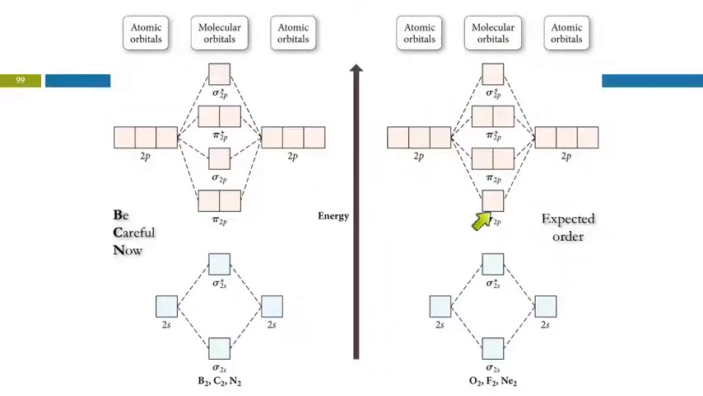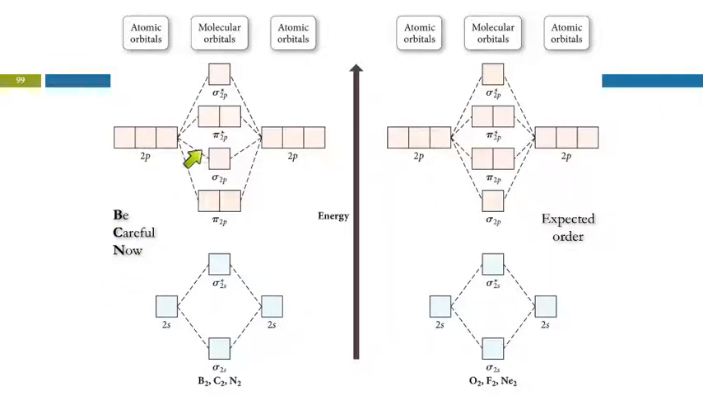So this is very nice and symmetrical. The sigmas are on the outside and the pi's are in the middle, right? And the bonding is always lower in energy than the antibonding. This is what we think of as the expected or the normal energy ordering. Boron, carbon, and nitrogen don't follow that pattern. And one way we can remember which ones we have to watch out for is this phrase, be careful now. B for boron, C for carbon, N for nitrogen. For boron, carbon, and nitrogen, be careful now, the order is different.